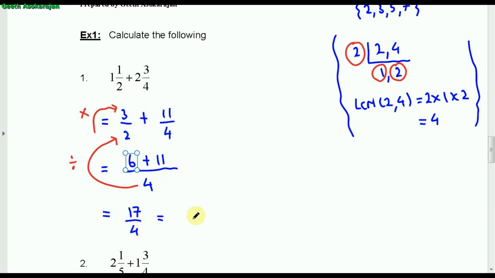So the over 4 I write down here. And I know that 4 goes into 17 4 times, as 4 times 4 gives me 16. So I'll write down that 4 here. And the difference between 16 and 17 is 1. And then we're done.